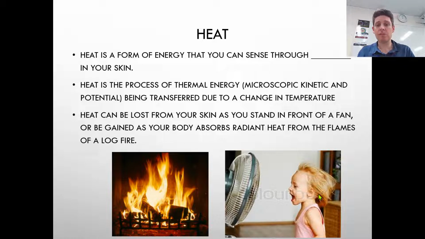Heat can be lost from your skin. So if you're in a cold, air-conditioned room, you can lose your heat energy. If you stand in front of a fan, you can lose heat energy. You can gain it as well. So you could gain it from sunshine rays, radiant heat from a fire.